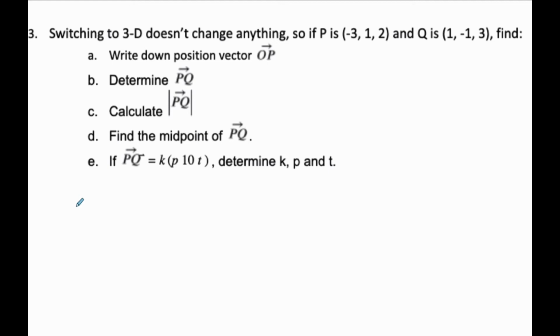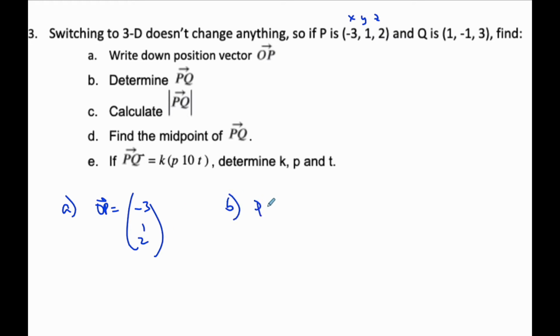Okay, so for this example here, we're going to change it to 3D, and so I know this is the x, y, and z component for P, and Q is similar. And so I want to write down the position vector OP. Well, the position vector is synonymous with a point, but if I write it as a vector, I'm going to get -3, 1, and 2.